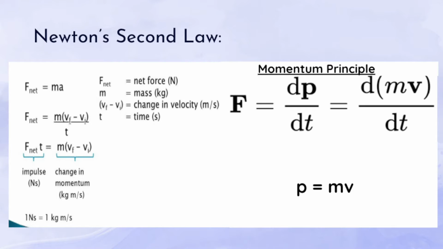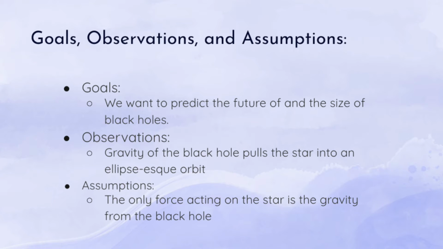A few important formulas for this lab include Newton's second law, which says that the net force is equal to the mass times the change in velocity over the change in time, and the momentum principle, which says the net force is equal to the change in momentum over the change in time, which equals the change in mass times velocity over the change in time. Our goal for this physics lab is to be able to predict the future and size of black holes.